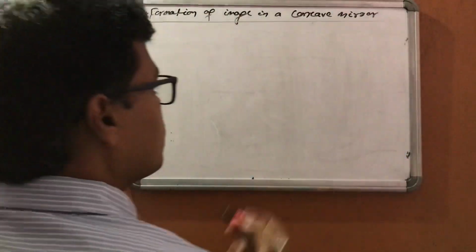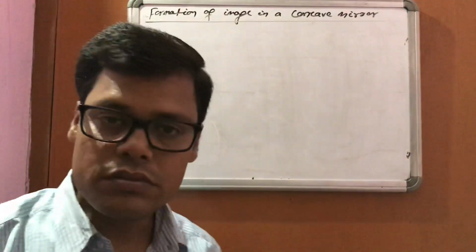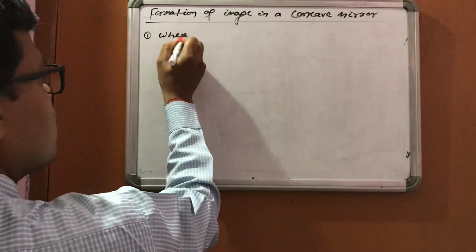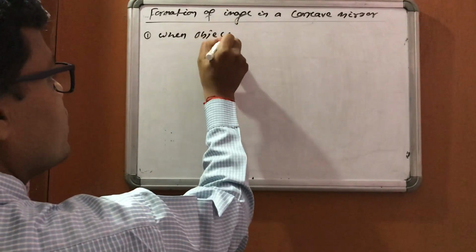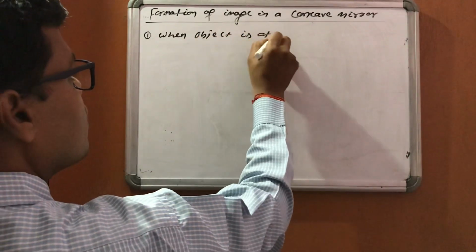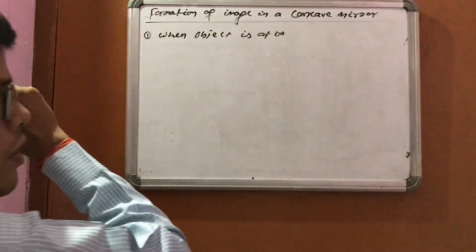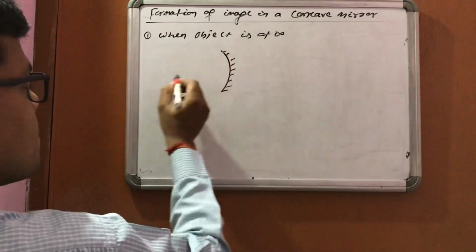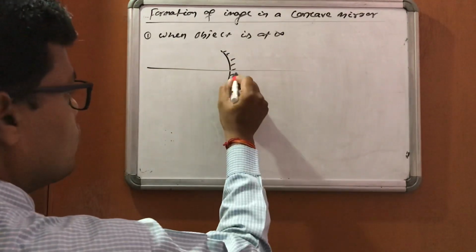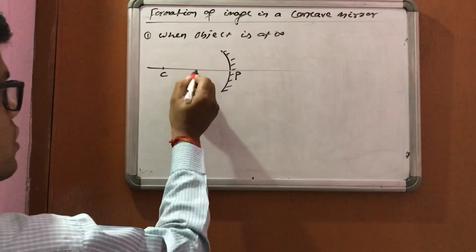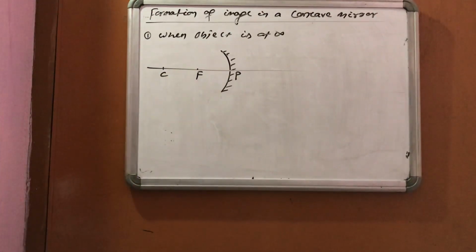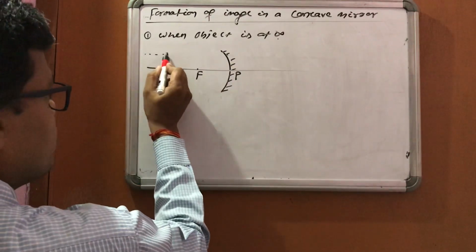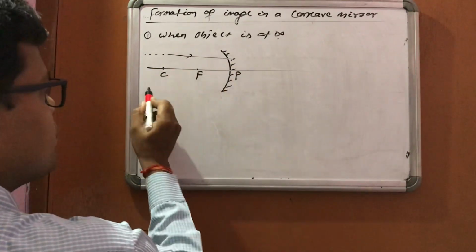Formation of image in a concave mirror. First is when object is at infinity. So suppose this is a concave mirror. This is pole, this is center of curvature, the midpoint is the focus. As the light ray is at infinity, so light rays coming from infinity are parallel. Let them be parallel to the principal axis.